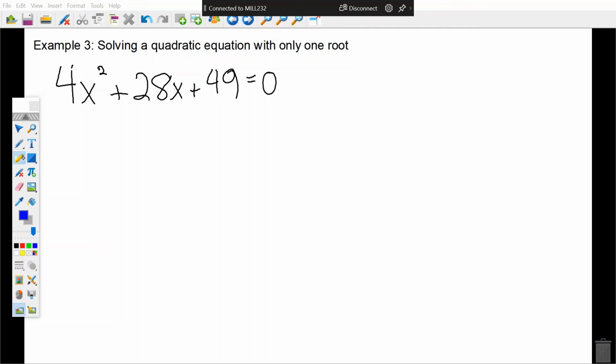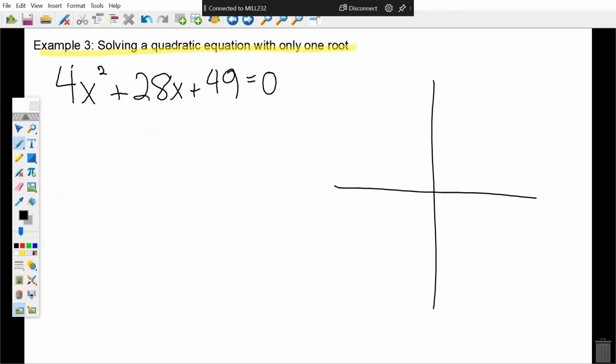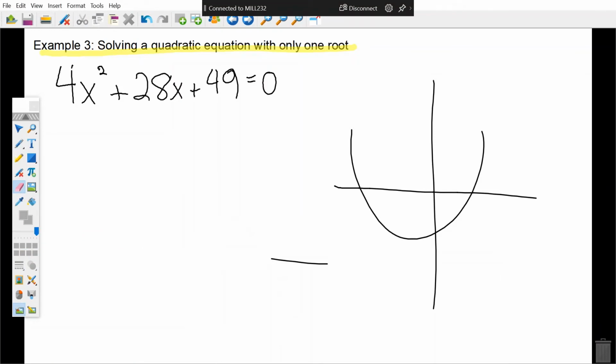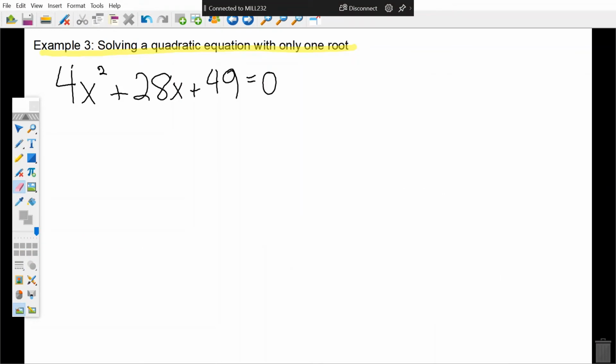Example 3 says to solve a quadratic equation with only one root. In some cases, you can have a quadratic equation that only has one x-intercept, okay? Everything we've drawn so far has always had 2, right? Now we're going to look at how sometimes you only get one x-intercept or one root, okay?